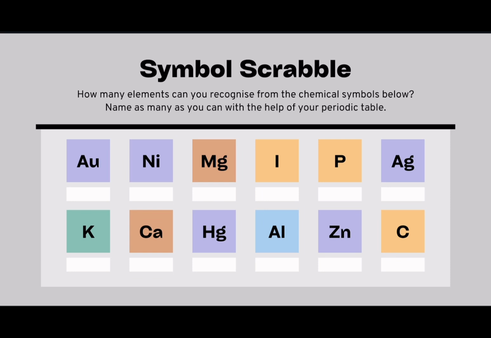So, let's do a quick quiz. This is a symbol scramble. How many elements can you recognize from the chemical symbols below? Name as many as you can with the help of your periodic table. Pause the video and take a minute to guess as much as you can.